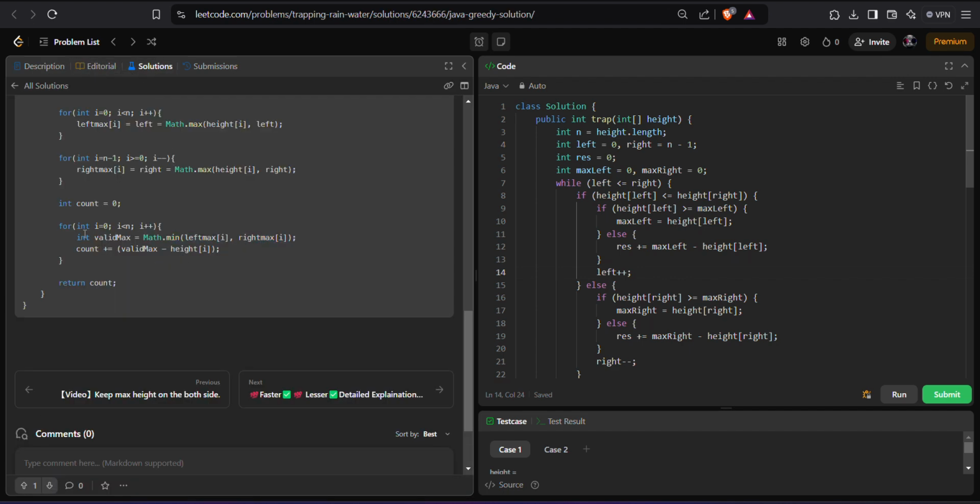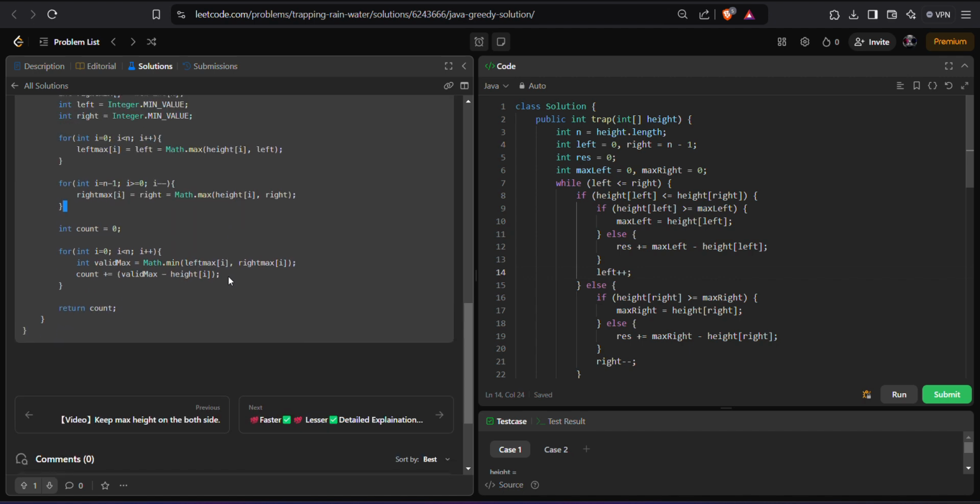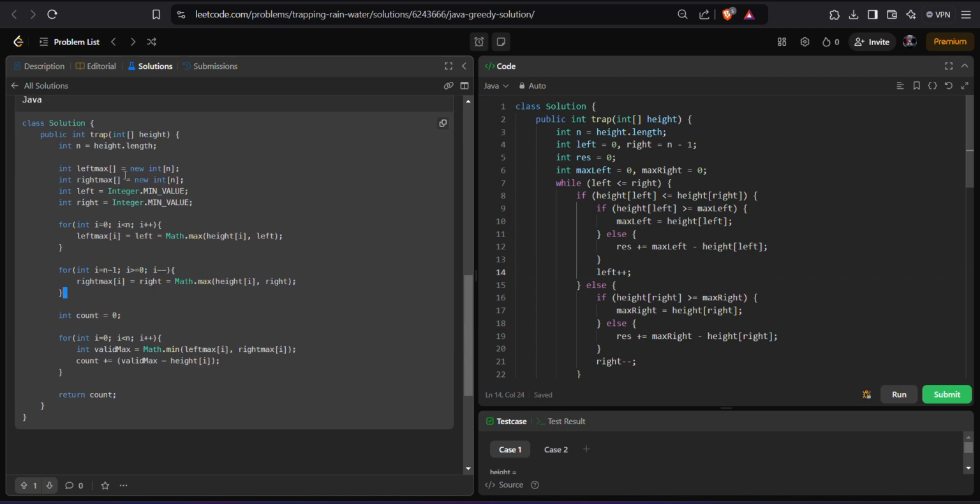And for the third time, we'll find the minimum at that particular index, and we'll add it to our count, and also subtract the current height, right? Because the current height will reduce the amount of water stored. And finally, we will return the count. So this uses big O of 3n time complexity and big O of 2n space complexity. So the interviewer will not be happy with the extra space that we are using. So he will ask us to optimize the space complexity.